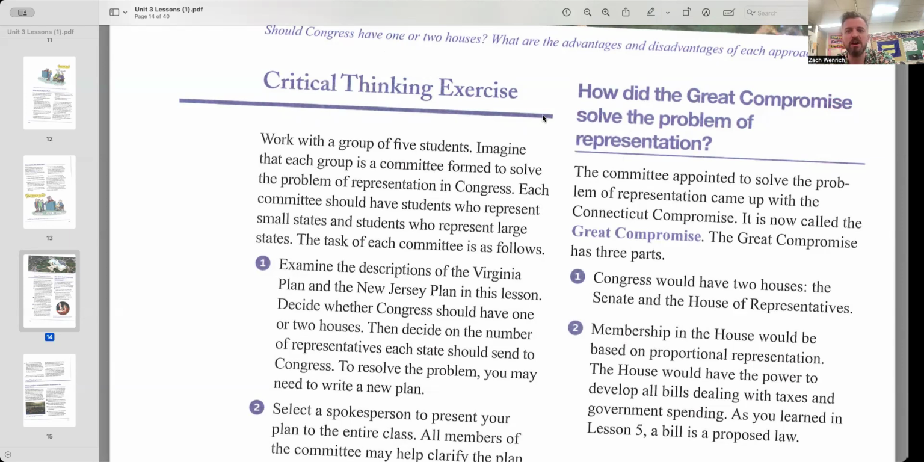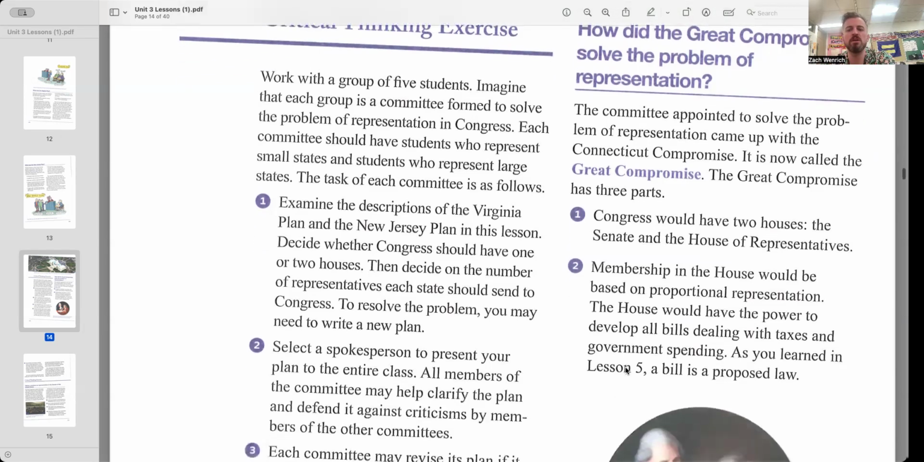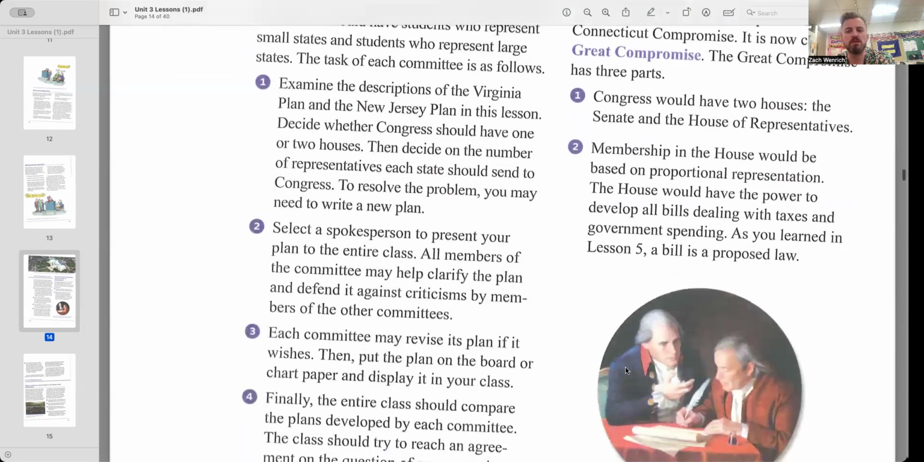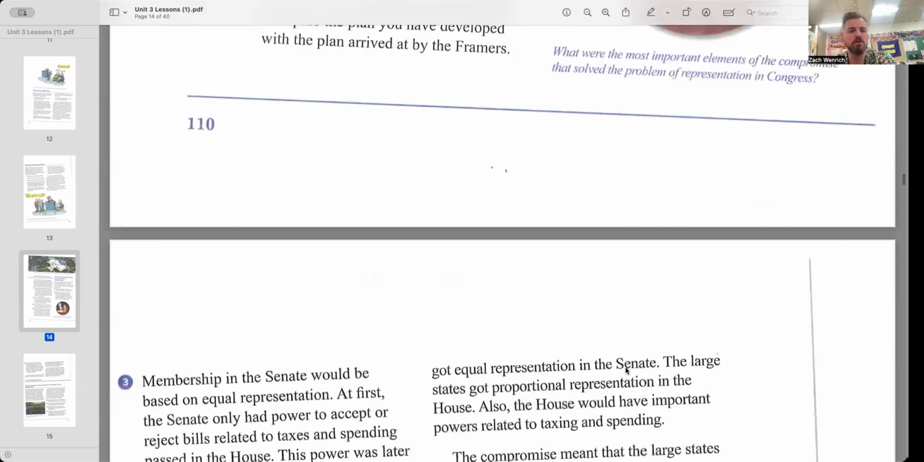Part one, Congress would have two houses, the Senate and the House of Representatives. Membership in the House would be based on proportional representation. The House would have the power to develop all bills dealing with taxes and government spending. As you learned in lesson five, a bill is a proposed law.